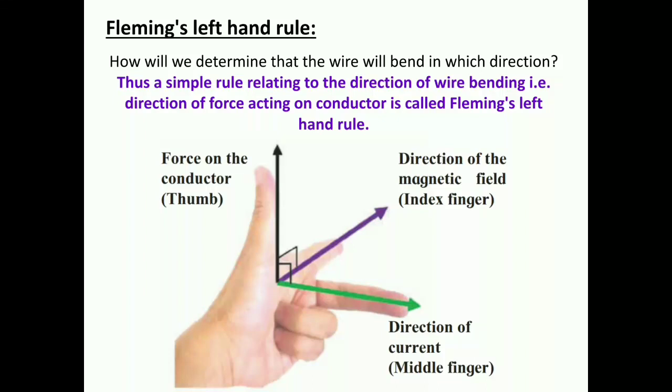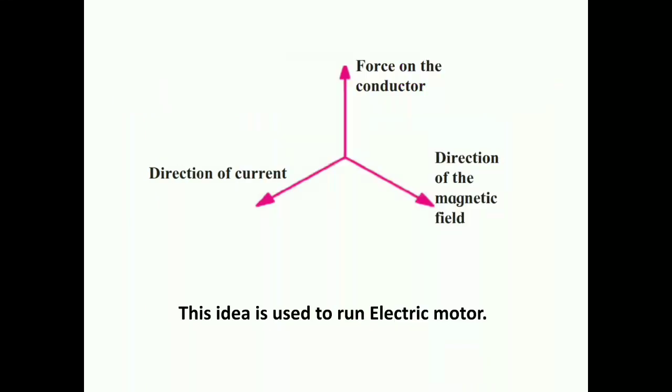Fleming's left hand rule says the left hand thumb, index finger, and middle finger are to be stretched so as to be perpendicular to each other. If the index finger is in the direction of the magnetic field and the middle finger points in the direction of current, then the direction of the thumb is the direction of the force on the conductor. This idea is used to run an electric motor. Let's understand what electric motors are.